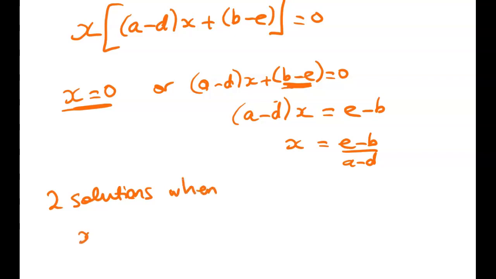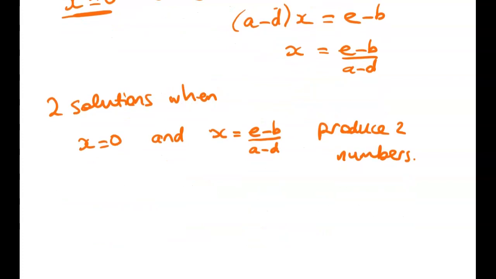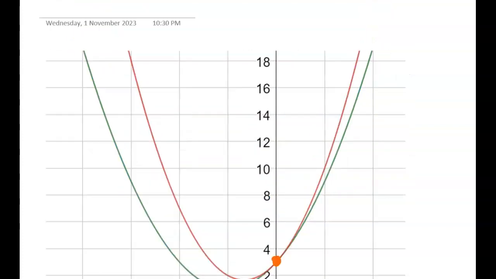So we'll get two solutions when x is equal to 0 and x is equal to (e minus b) over (a minus d) produce two numbers. And that's going to be most of the time, right? What we can see in all of these graphs is that there is going to be a point where the curves are equal at x equals 0 every time. But in this graph, that's going to be the only time that happens. And in this graph, it's going to be the only time it happens as well.